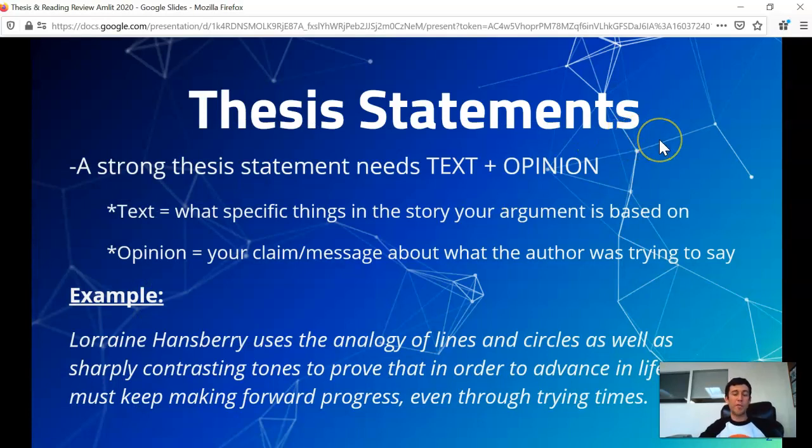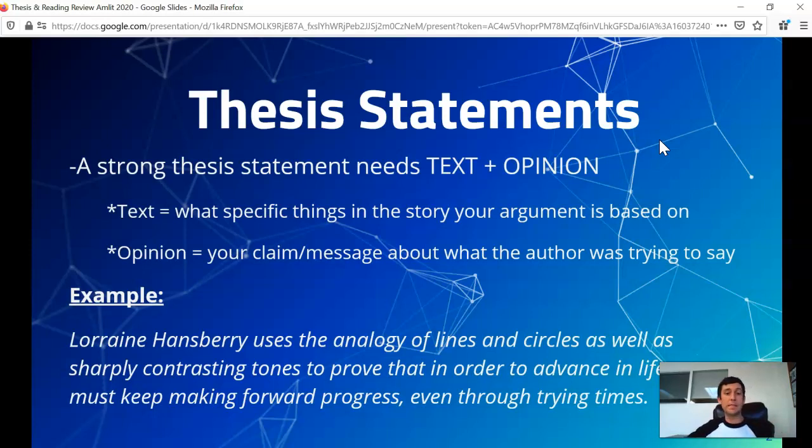So the first thing I'm going to go over with you is a little review on what should go into a strong thesis statement. And the biggest thing that you're going to hear me say several times today is that a strong thesis statement has two things. It has text and opinion. And what I mean by that is text is the specific things in the story that your argument is based on. What elements of the literature are you going to be analyzing today?